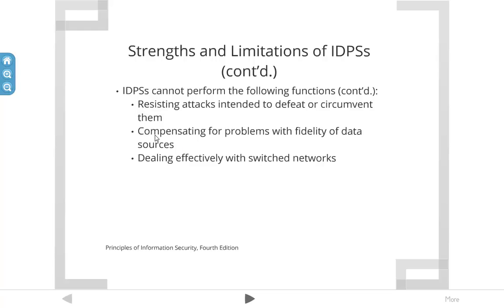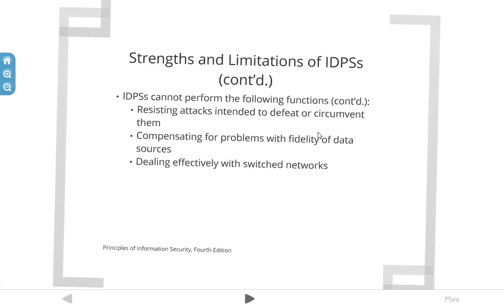Okay, so IDPS will not be able to compensate for problems with fidelity of data sources. So if the data itself has some issues, the IDPS will not be able to recognize that. It cannot deal effectively with switch networks. It depends. If you only care about outside traffic, you put it next to the router, then even traffic from switch networks has to go through there. So it'll monitor it fine. The internal traffic on switch networks, it may not be able to deal with.